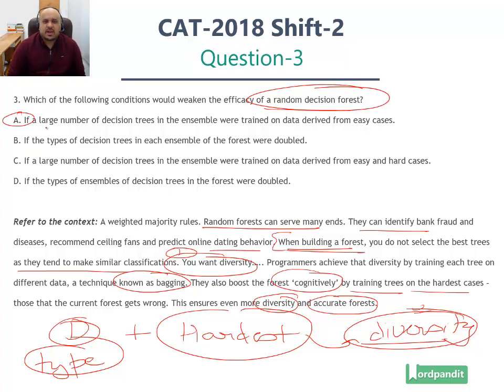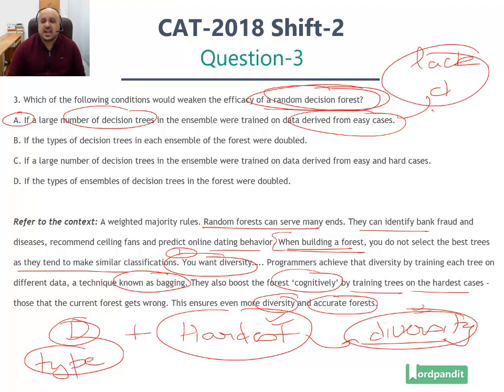How does option number A weaken the efficacy, weaken the impact of a random decision forest? Remember, the training has to be on the hardest cases. So if a large number of decision trees are trained on easy cases, what is going to happen? Their decision making is going to lack diversity, and if it lacks diversity, you are going to weaken the efficacy of a decision making forest, hence the correct answer.